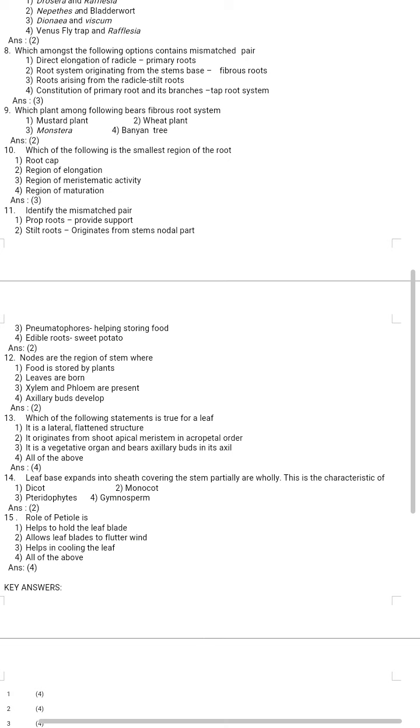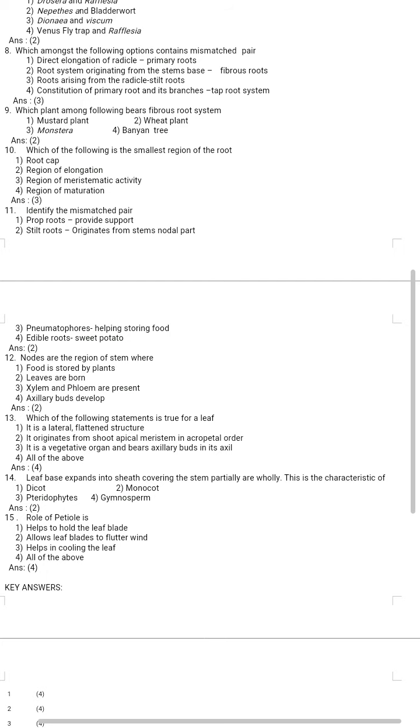Next, it allows leaf blades to flutter in wind. When the wind is blowing fast, it balances the flow or speed or density of the wind without damaging the leaf, and helps in cooling the leaf. This is also one of the important functions. So these are all the different functions of the petiole. So the correct option is option 4.